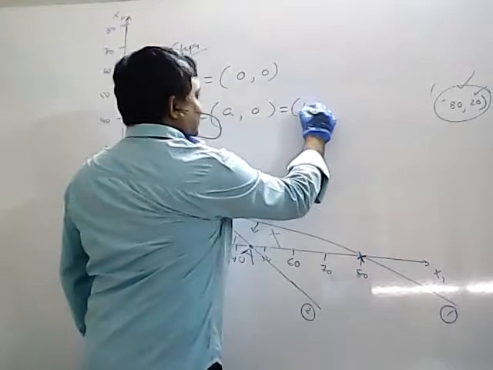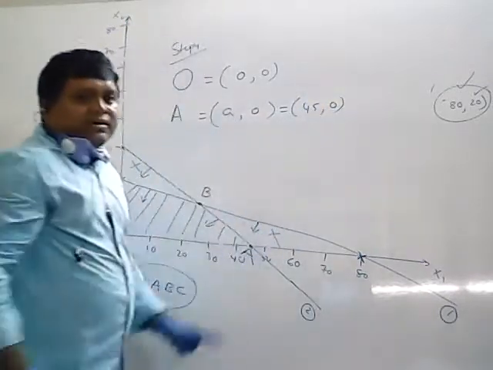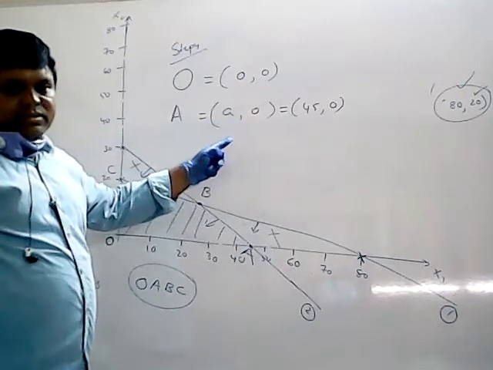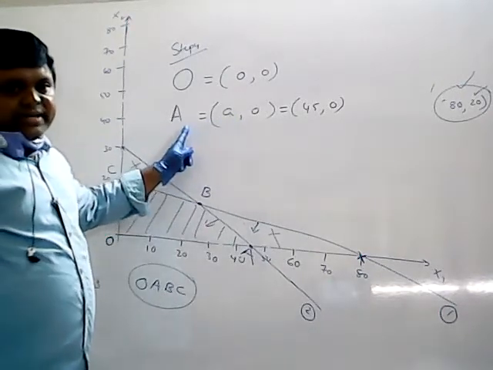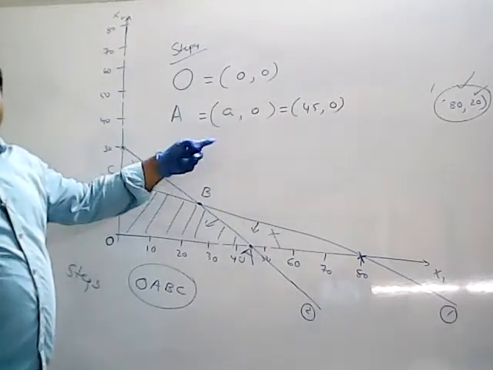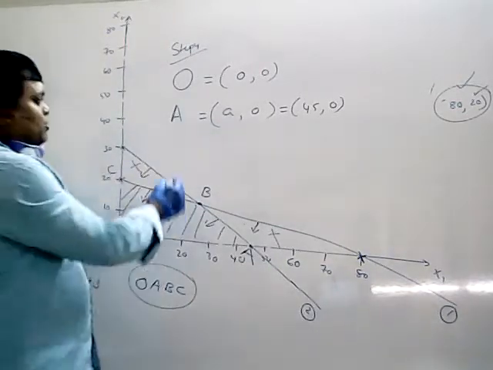So that means, what is it? 45, 0. X-axis point is always A, 0. Y-axis point is 0, A, or 0, B, whatever. Already you have done this in your intermediate. Okay, now A is completed.